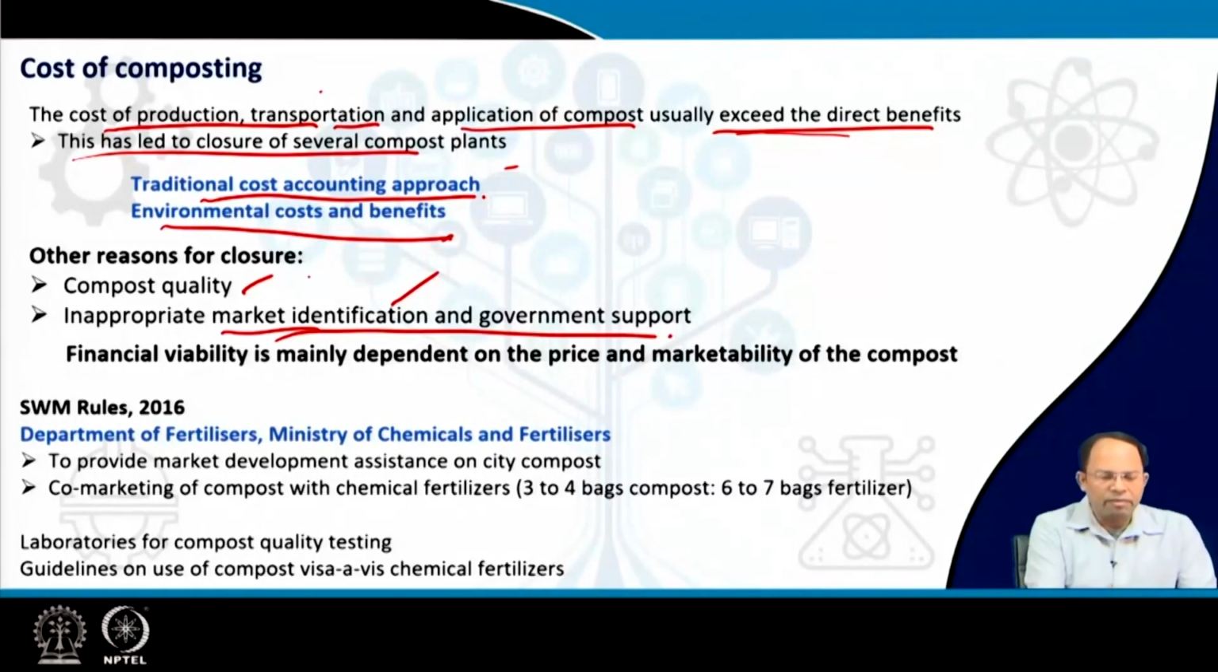That's why we have to consider the environmental costs and benefits to justify new compost plants or the composting process, because composting brings lots of benefits like we just discussed earlier, but usually those are ignored when we do this direct cost estimation. So that's the problem. In general, composting should be done, but at the same time we should make sure that there is an adequate market for the compost to be sold, and there has to be adequate government support as well.